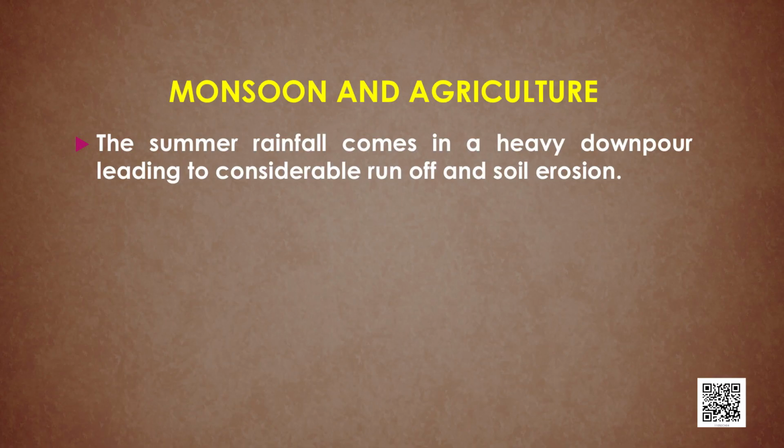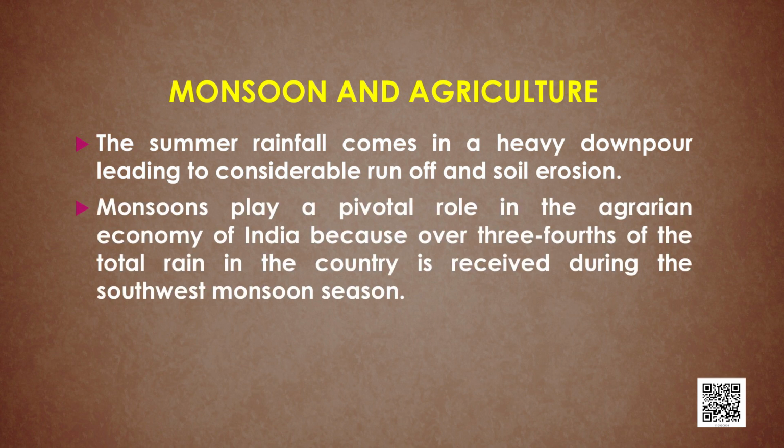Now, monsoon and agriculture in India. India is an agrarian society. So, most of the farmers depend on the monsoon for irrigation. The summer rainfall comes in a heavy downpour, leading to considerable runoff and soil erosion. That means a lot of rainfall leads to the topmost soil being washed away. Monsoons play a pivotal role in the agrarian economy of India because over three-fourths of the total rainfall of the whole year is received from the southwest monsoons.